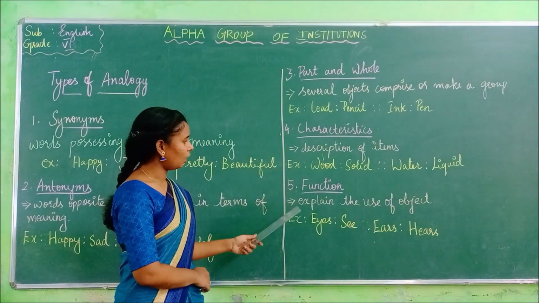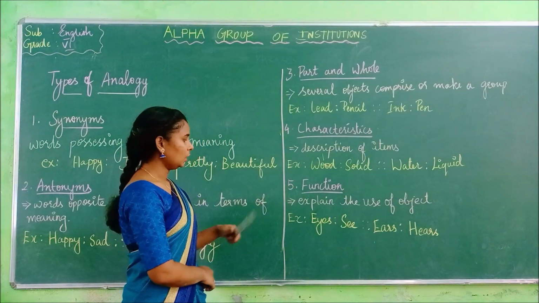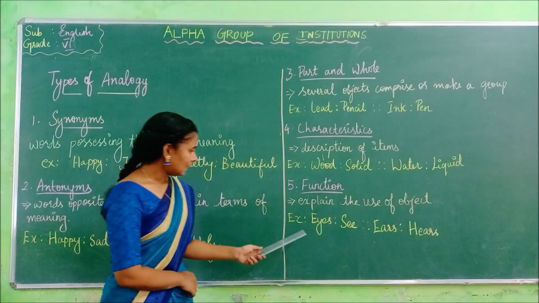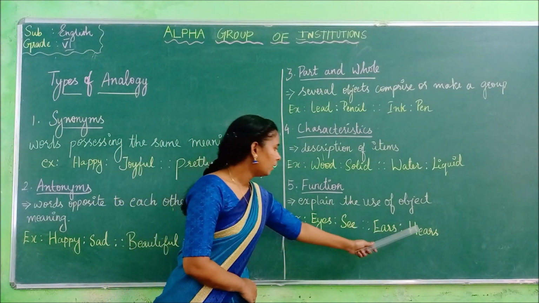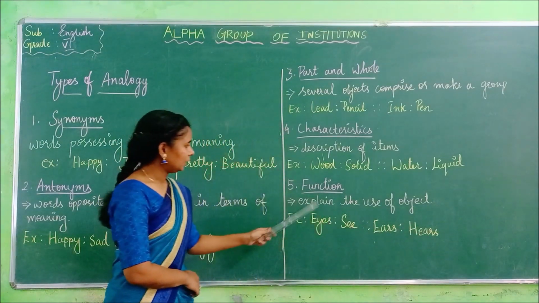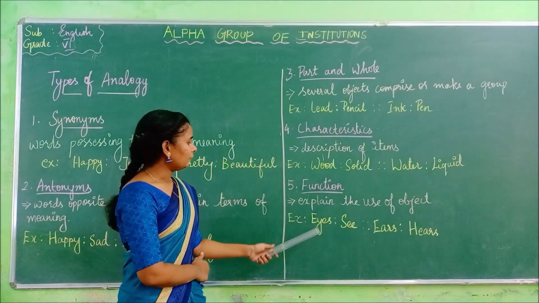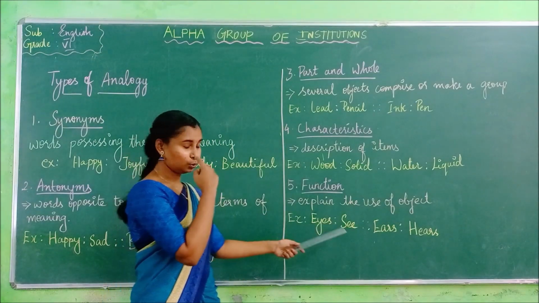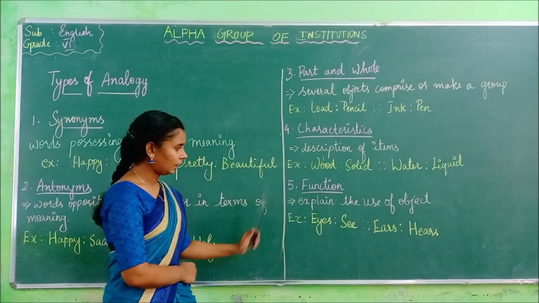Okay, next we have got function. What is a function? Function means which explains the use of an object. For example, eyes, see, ears, hear. So here they are describing the function of the thing. If you take eyes, what is the function of eyes? To see. To look, to see is the function of eyes.